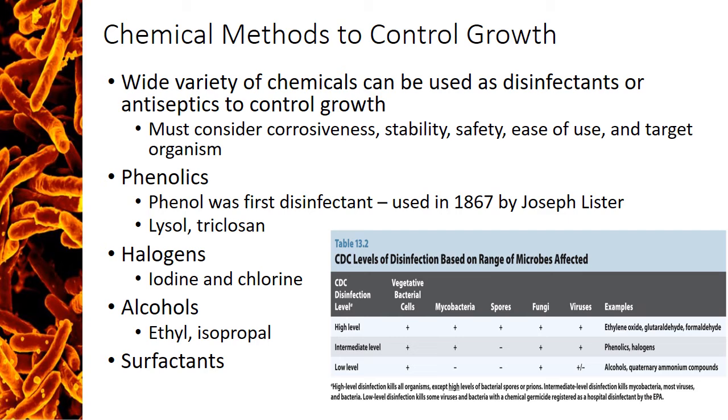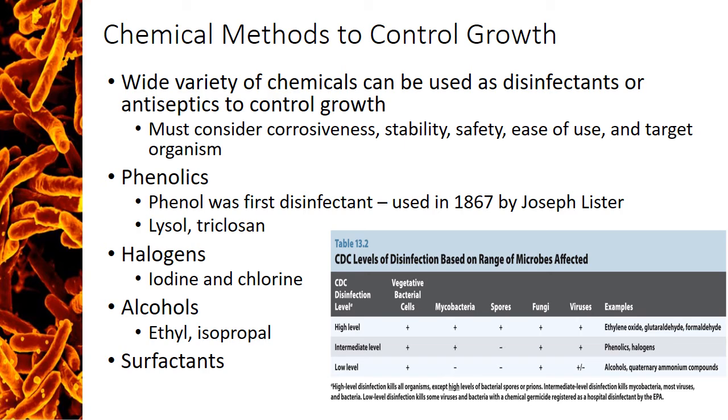Other chemical methods you might have heard of are the halogens, things like iodine and chlorine, and these are different. Iodine is an antiseptic. We typically use it on the skin before, say, doing surgeries, or chlorine, which we use all the time as chlorine bleach on surfaces. Alcohols are also antiseptics or disinfectants. You can use alcohol on your skin, although it's drying. You can also use it on surfaces. There's a couple different types. Ethyl alcohol tends to be one that's more common, but isopropyl alcohol can also be used.